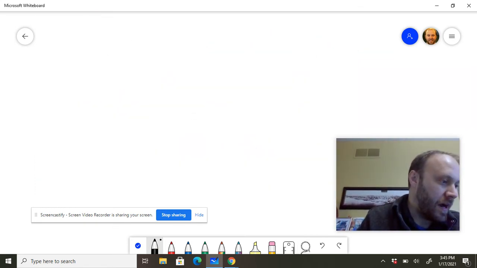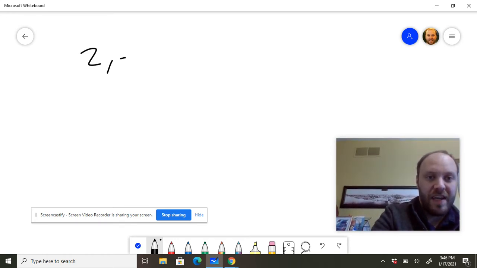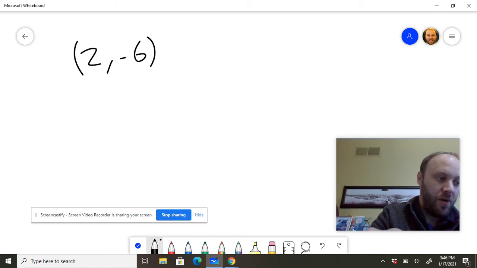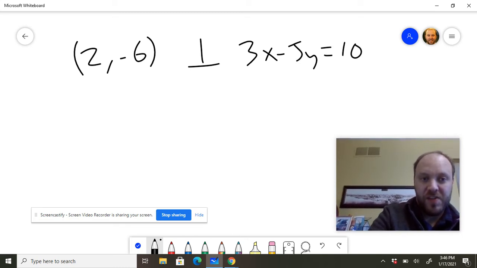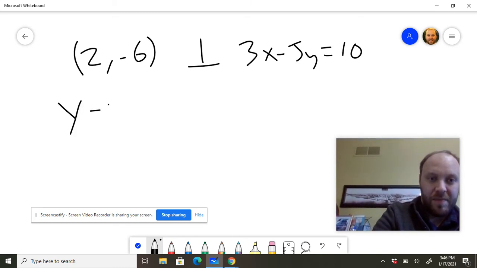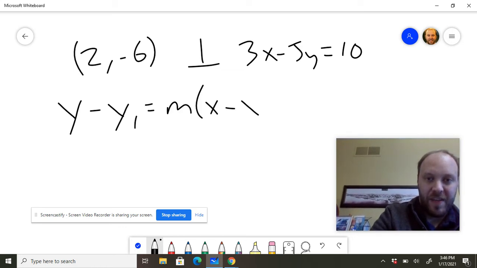Number 10 asks you to write the equation of a line passing through the point 2, negative 6, and perpendicular to 3x minus 5y is equal to 10. So once again, we don't know what the y-intercept is, so we're going to use point slope form. So I would probably write that down, and we've got to fill things in.